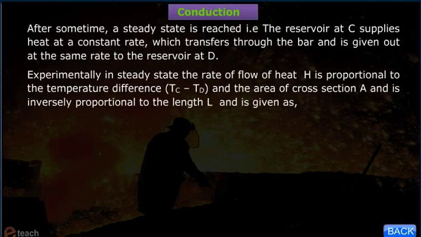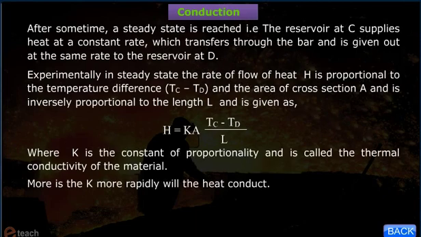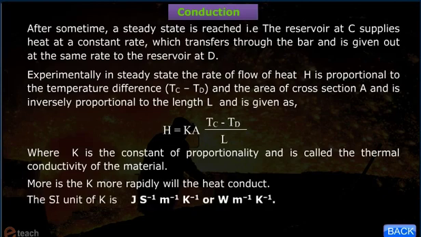Experimentally, in steady state, the rate of flow of heat H is proportional to the temperature difference Tc minus Td and the area of cross-section A, and is inversely proportional to the length L. It is given as H equals K A (Tc minus Td) by L, where K is the constant of proportionality and is called the thermal conductivity of the material. The more the K, the more rapidly will the heat conduct. The SI unit of K is joule per meter kelvin second, or watt per meter kelvin.